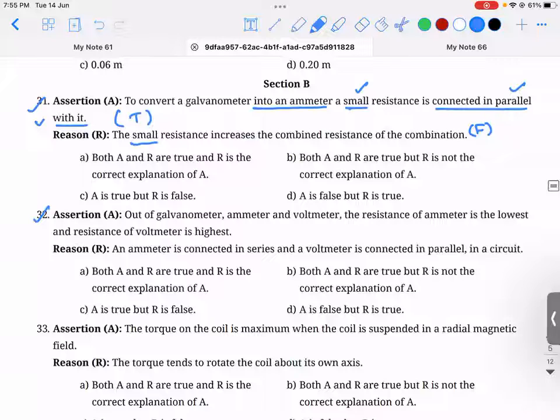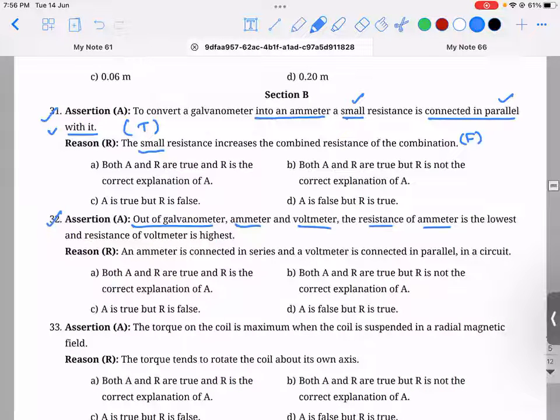So 32. Out of galvanometer, ammeter, and voltmeter, the resistance of the ammeter is the lowest and the resistance of the voltmeter is the highest. Correct? Yes. So that is true. An ammeter is connected in series and a voltmeter is connected in parallel in a circuit. The ammeter is in series because in series the current is the same. That is also true. So both are true.